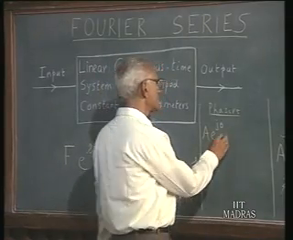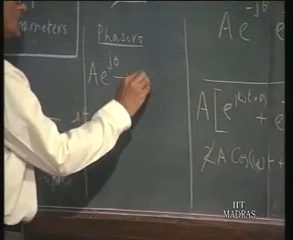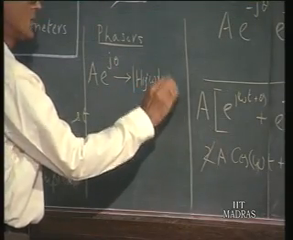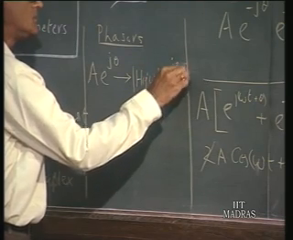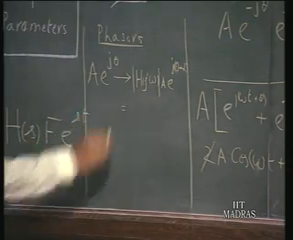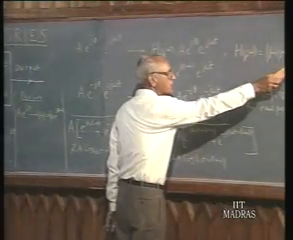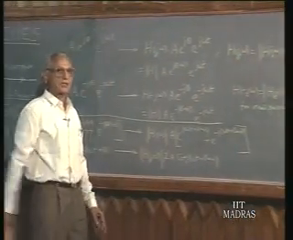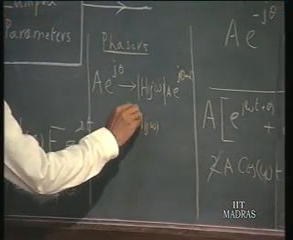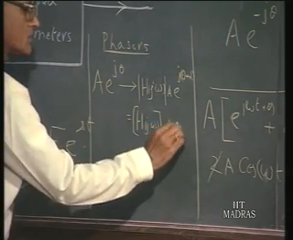And the phasor for the output is the magnitude |H(jω)| A e to the power of j(θ plus α). Now, |H(jω)| times e to the power of jα equals H of jω, a complex number. Therefore, this can very well be written as H(jω), not the magnitude but the entire quantity, times A e to the power of jθ.